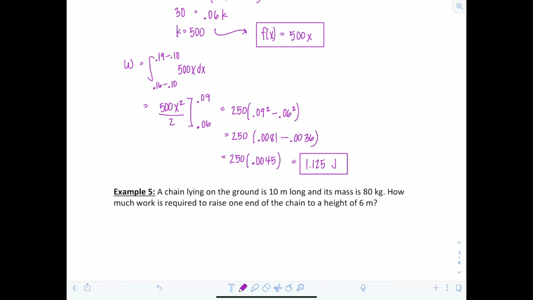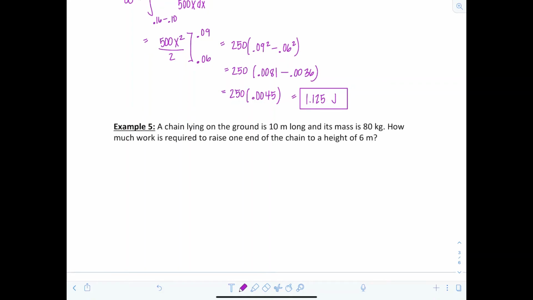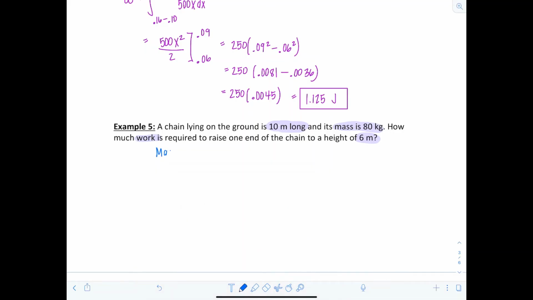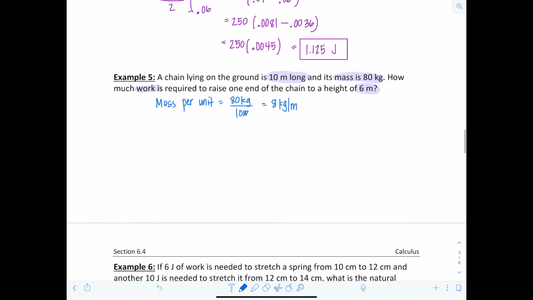Next example, a little different scenario. A chain lying on the ground is 10 meters long and its mass is 80 kilograms. How much work is required to raise one end of the chain to a height of 6 meters? Well, first thing, I want to figure out what the mass is per unit. Since the entire chain is 80 kilograms and it's 10 meters long, then that means the mass per unit is 8 kilograms per meter.